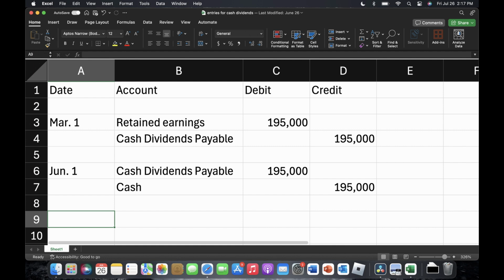And there you have it. This should be a suitable example video if you're ever confused or need a refresher on entries for cash dividends.